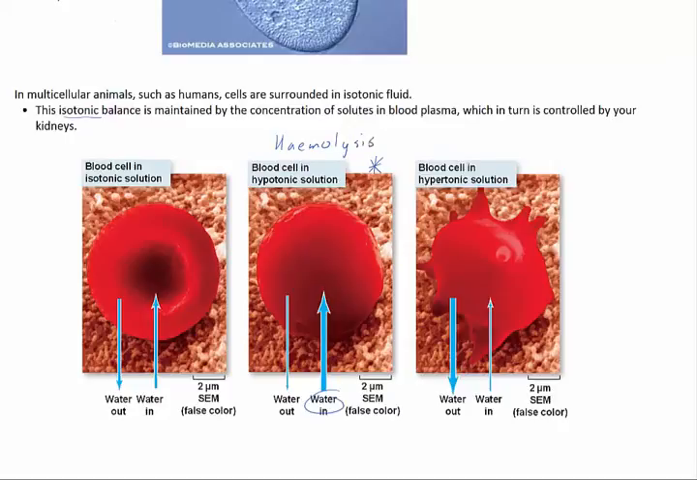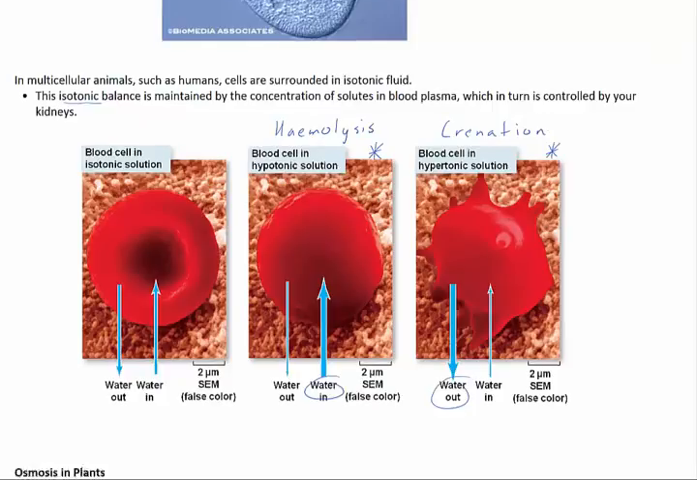Lysis meaning to break. In a hypertonic solution, meaning the salt concentration of the plasma increases, in other words, becomes more salty, water will flow out of the cell faster than it will into the cell, and this can cause some red blood cells to shrivel, called crenation, and they can possibly die from this lack of water.